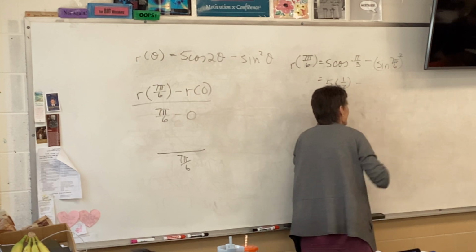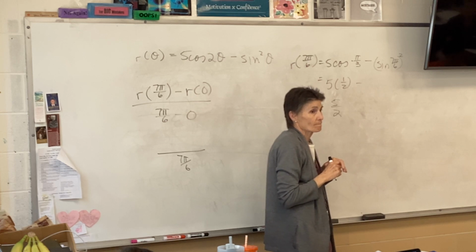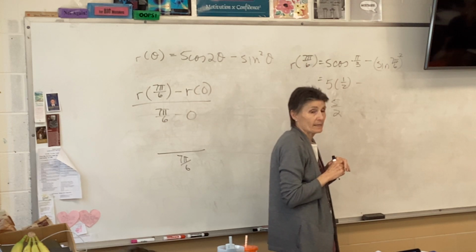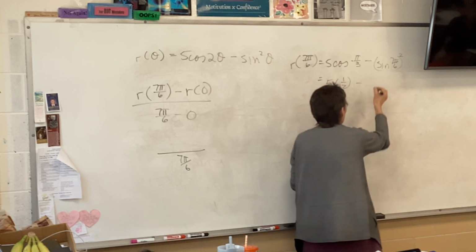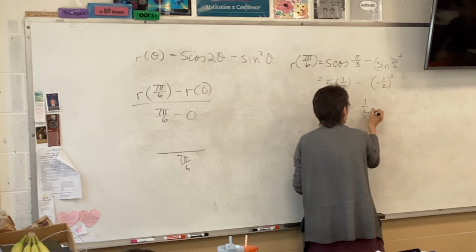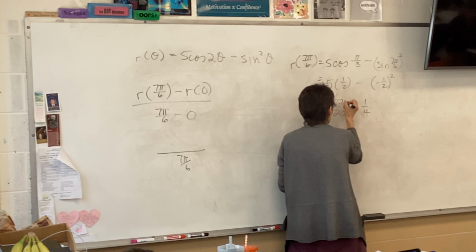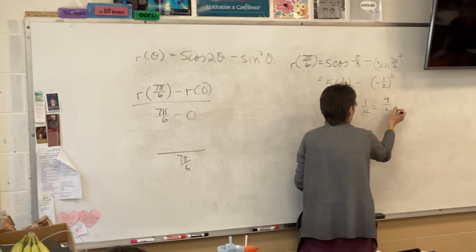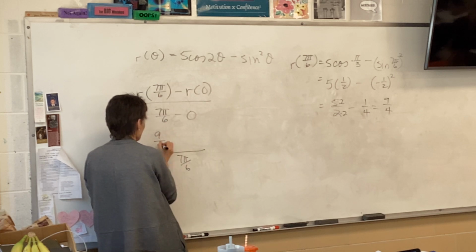What's the sine of 7 pi over 6? Negative 1 half, but it's squared, so that's just going to be minus 1/4. So I'll get a common denominator, and it looks like that's going to be 9/4. So this right here is 9/4.